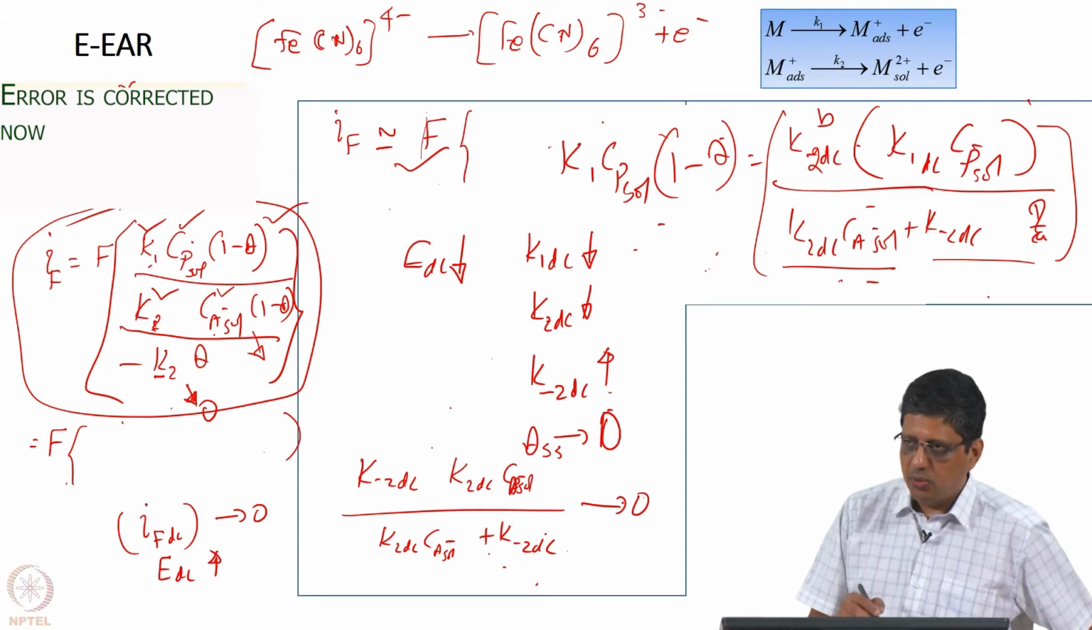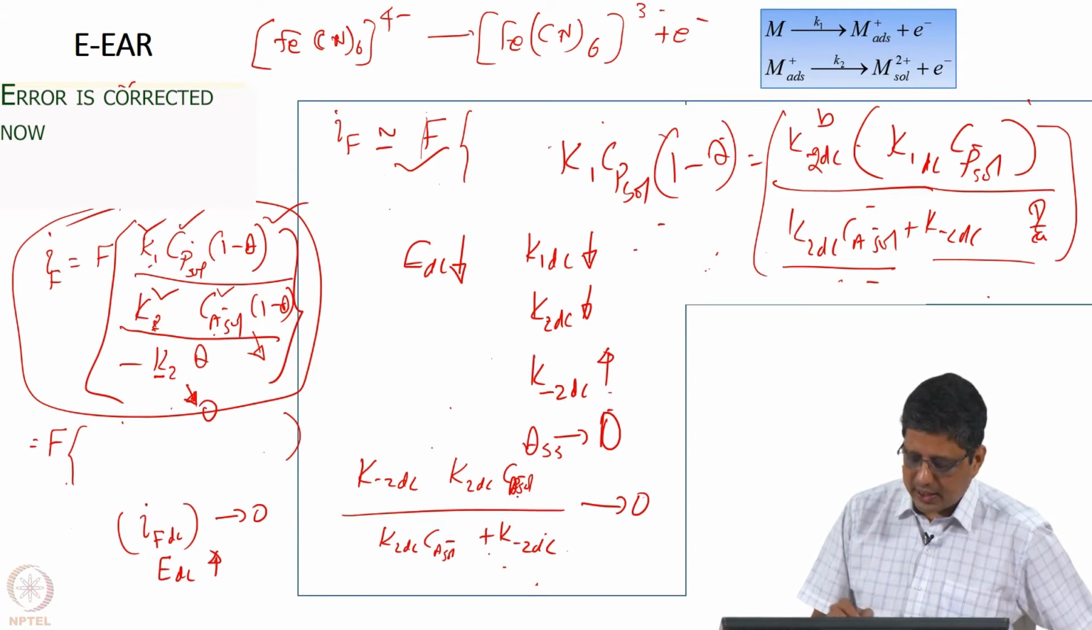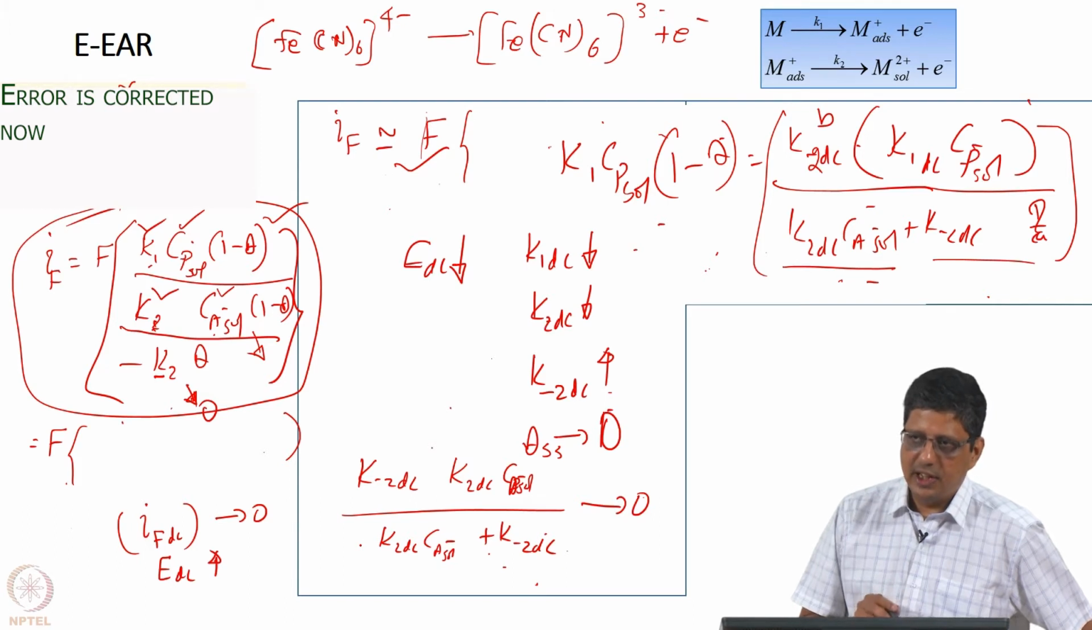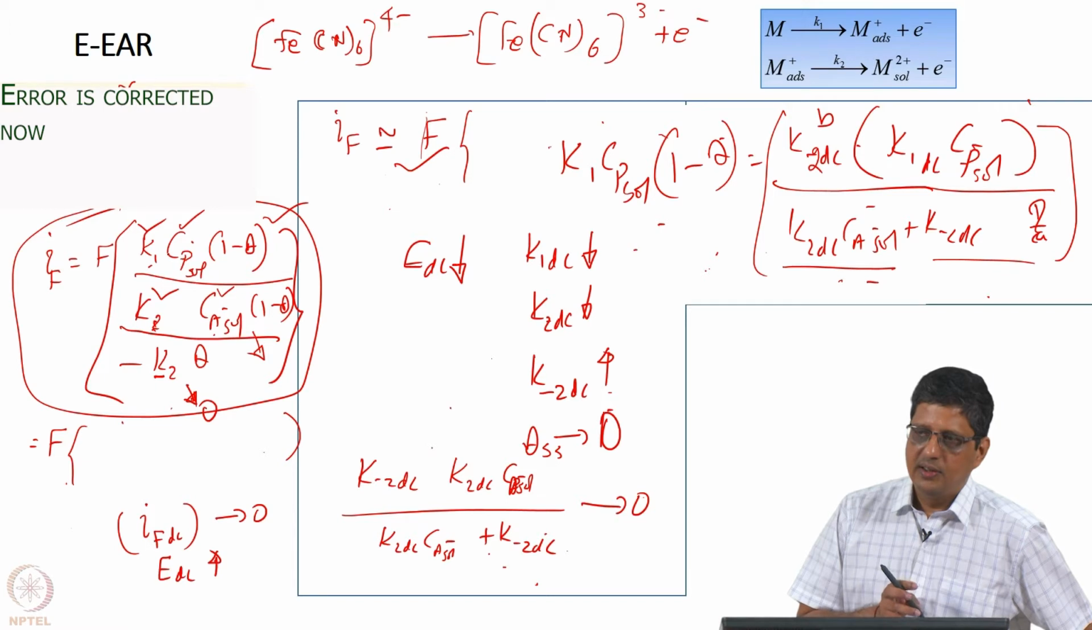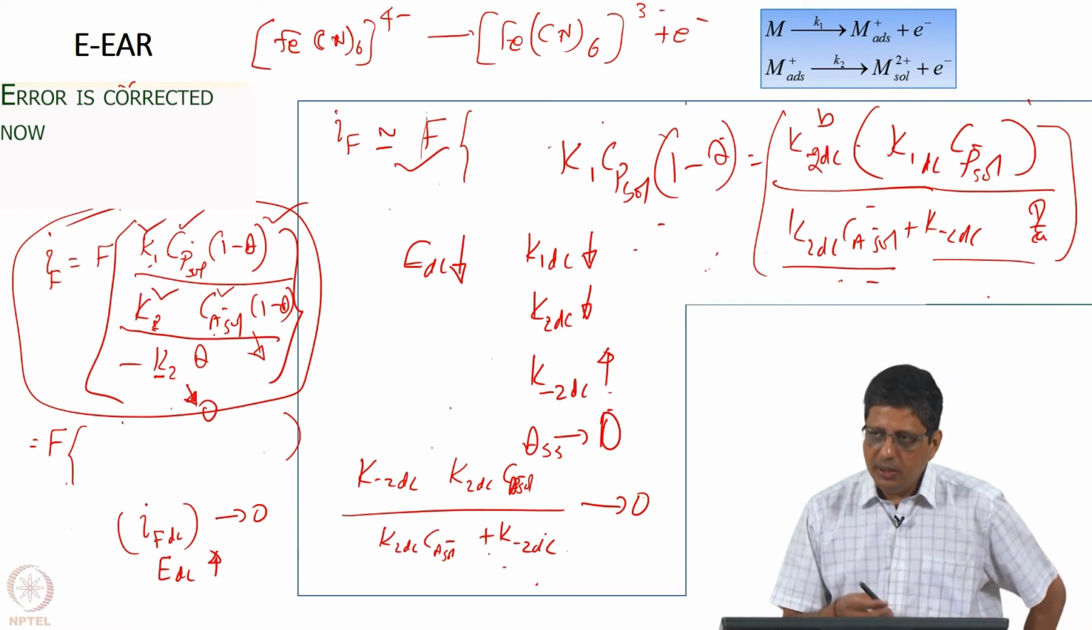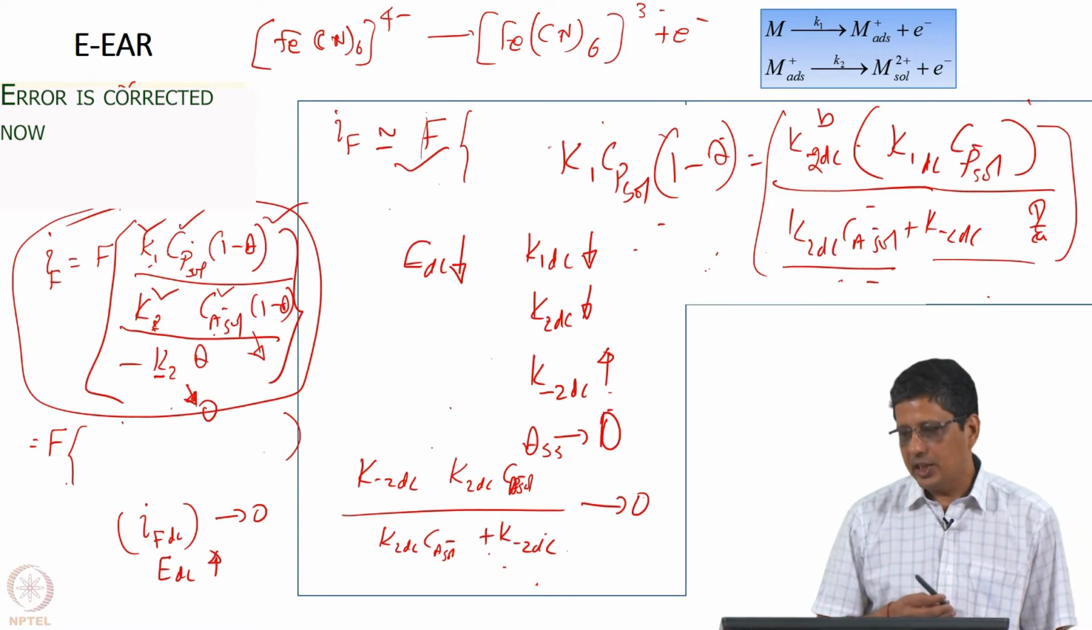You can divide the numerator and denominator by the entire expression given in the numerator, and you can show that this value will go towards 0. When potential is very low, this current will go to 0. When potential is large, under certain conditions current will go to 0. In between it is going to have a value, it is a continuous function.